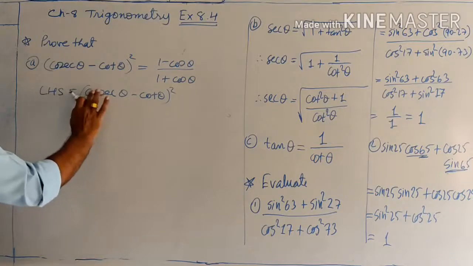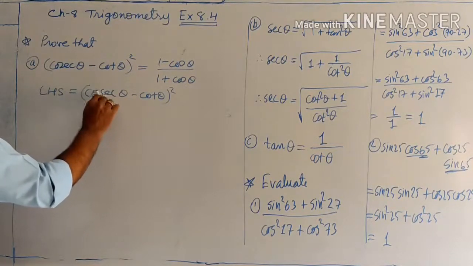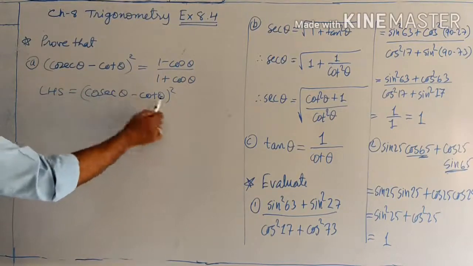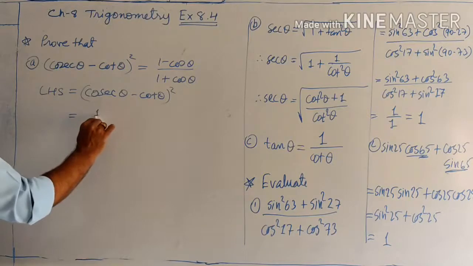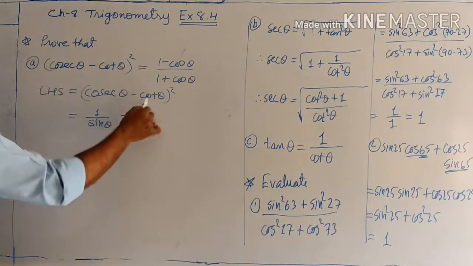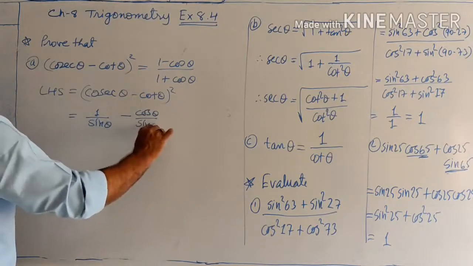As we know, we want in terms of cos theta, so it is better to convert this cosec and cot in terms of sin and cos. So cosec is reciprocal of sin, so that is 1 upon sin theta minus cot means it is cos theta upon sin theta, and that is whole square.